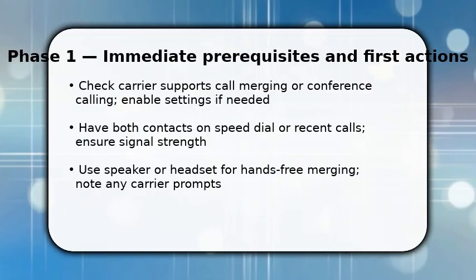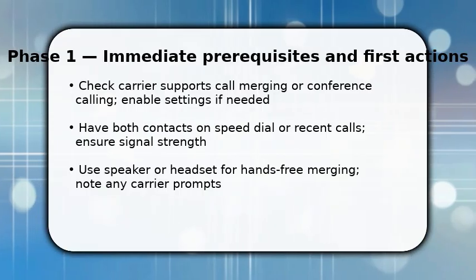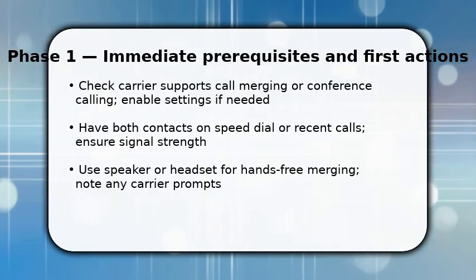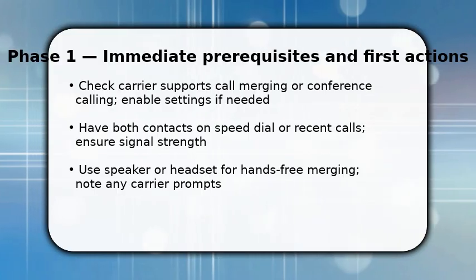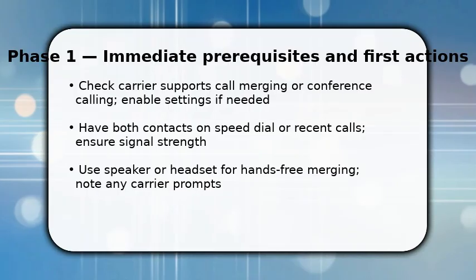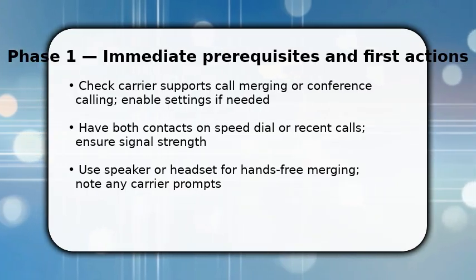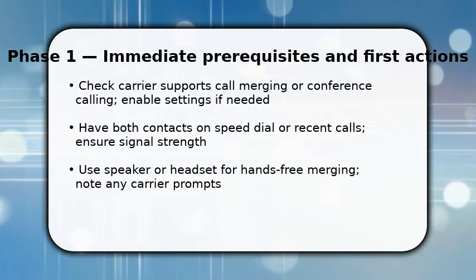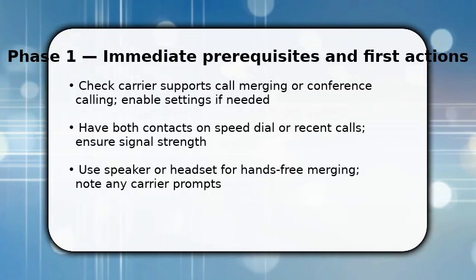You begin by calling the first contact. Place them on speaker or headset so you can manage the second call. Once connected, tap the Add Call or New Call button because your phone needs a second active line to bridge. Dial or select the second contact from recents. Keep the first line on hold, which is normal.